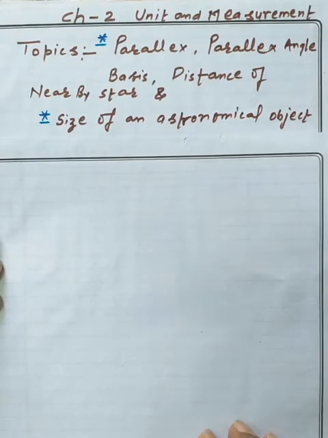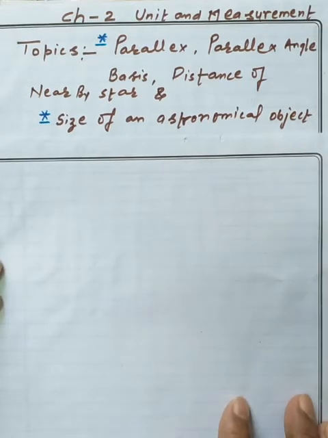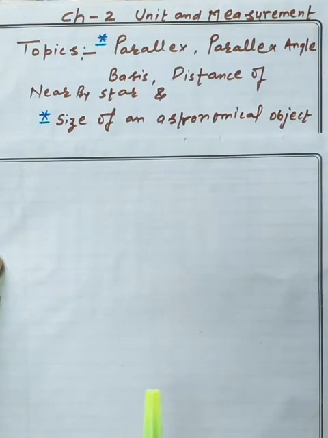So, dear students, we have chapter number 2, Units and Measurement, and today's topics are parallax angle, basis, distance of a nearby star with the help of the parallax method, and the size of an astronomical object. These are the two subtopics we have in the major topic of parallax. So the first question that arises is, what actually is parallax?